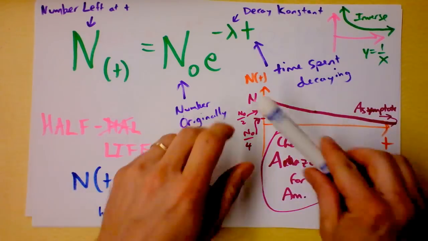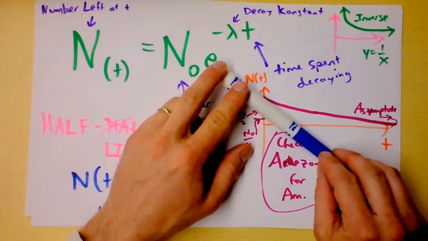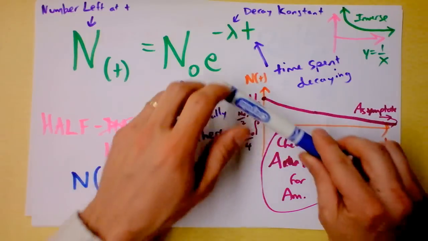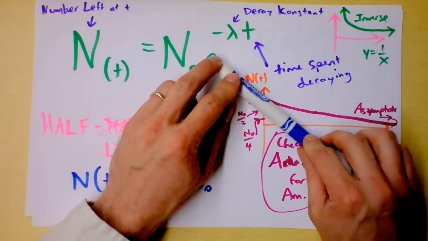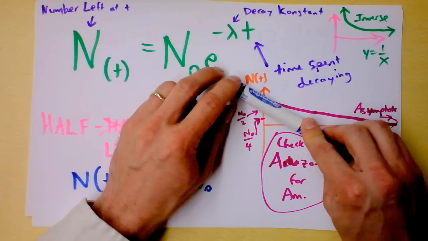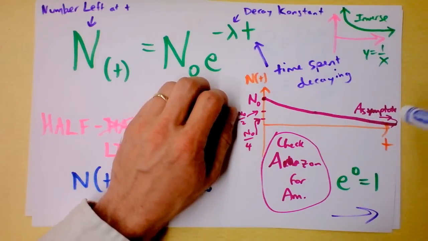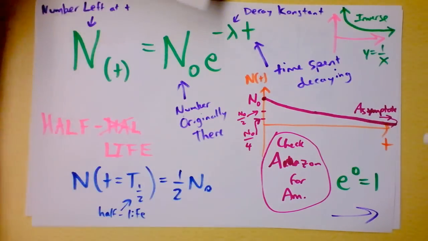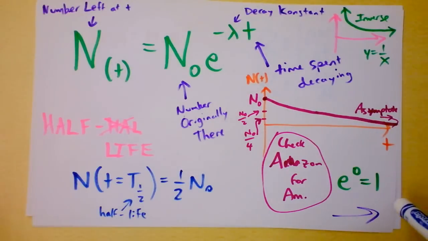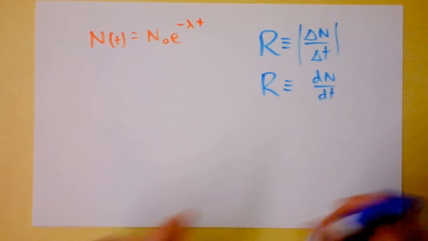Initially, this graph is very negatively sloped. Remember, the rate is the opposite of the slope, right? So right now we've got a big decay rate, and now we've got a small decay rate, and now it's even smaller. But at the same time, it also depends on the number that are left. So let's look more at this decay rate right here.